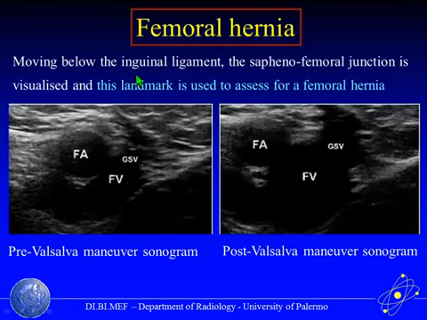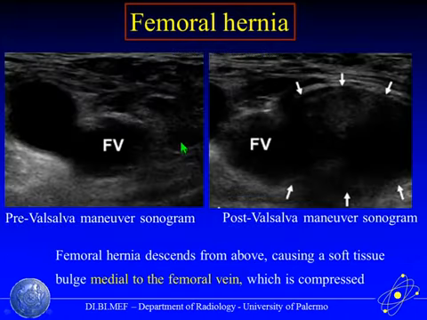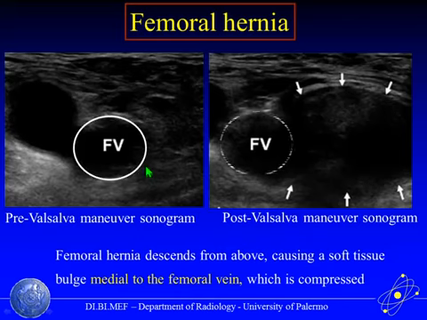Moving below the inguinal ligament, we use another anatomical landmark for evaluating femoral hernia, that is the saphenofemoral junction. This is a femoral artery, femoral vein, and this is the great saphenous vein. The saphenofemoral junction is another anatomical landmark that we use for evaluating femoral hernia. Indeed, this is a pre-Valsalva maneuver sonogram and post-Valsalva maneuver sonogram. This is the femoral vein.